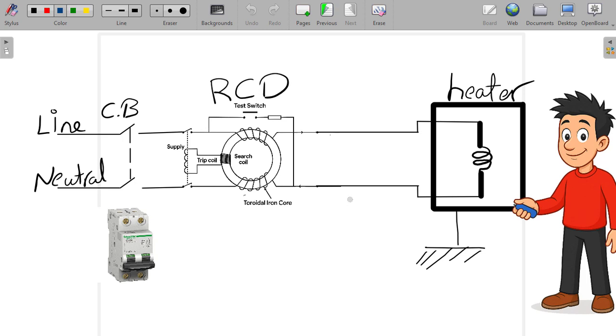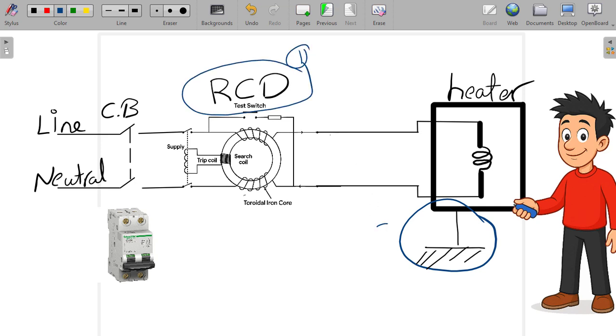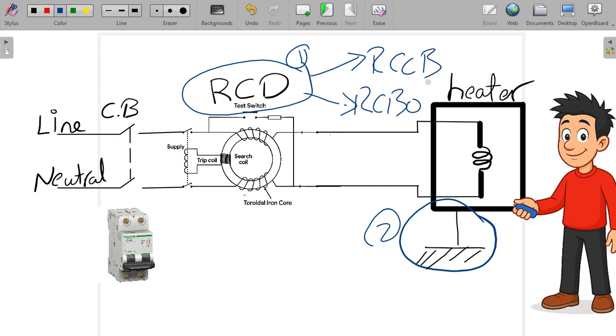But the better way to protect yourself is using the two systems together, RCD and earthing system. So the earthing system will protect you from having any electric shock, and the RCD will trip the circuit if there is any earth leakage current. In the next video, we will understand that RCD has two different types of breakers, RCCB and RCBO, and we will know the difference between them.